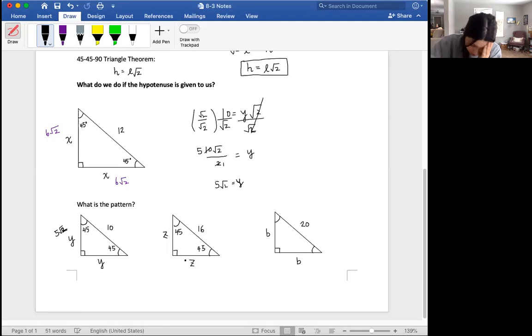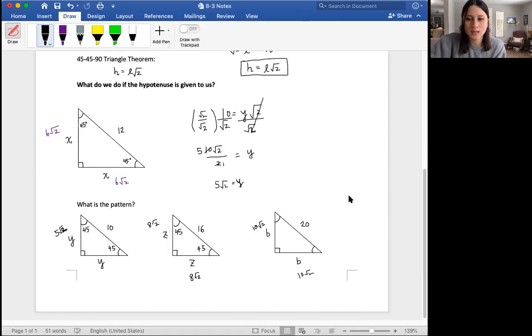So what do you think z would be here? I think it would be 8 times square root of 2 and 8 times square root of 2. B would be 10 times square root of 2 and 10 times square root of 2. So if you know this pattern, you really don't have to work it out a bunch, but it takes a little bit of memory, right? You've got to remember it a little bit.